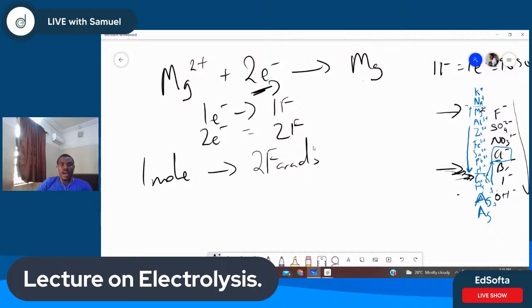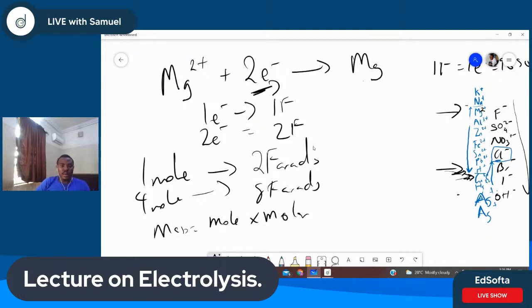So that means 8 farads will be what? 4 moles from the calculation. So this is 2 times 4, 8. So 1 times 4, 4 moles. So what is 4 moles? What's the gram mass of 4 moles of Mg? We know that mass will be mole times molar mass, because mole is equal to mass over molar mass.